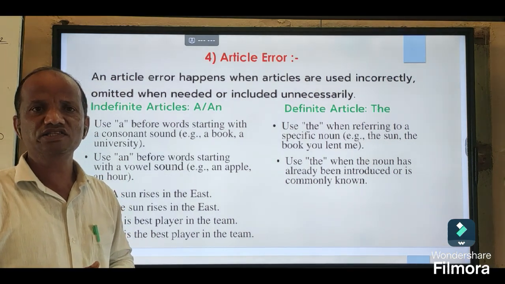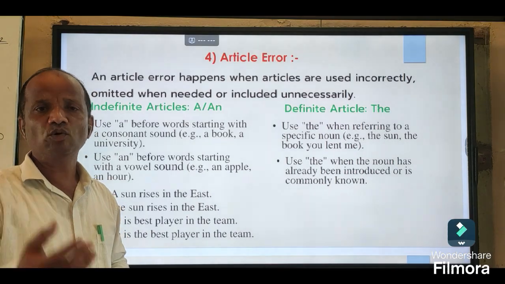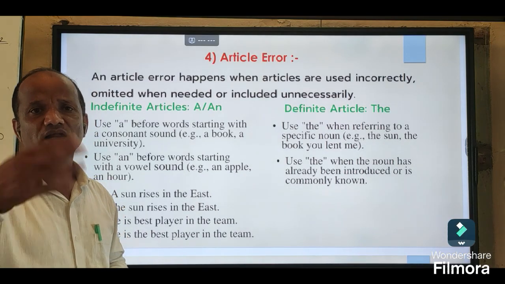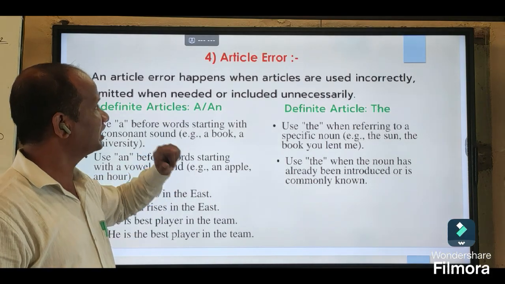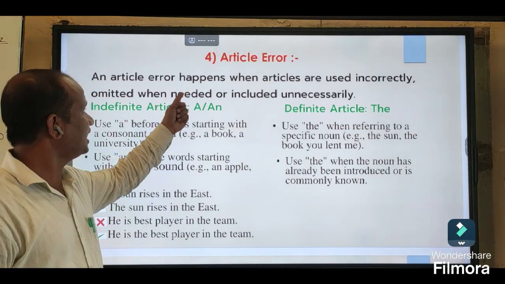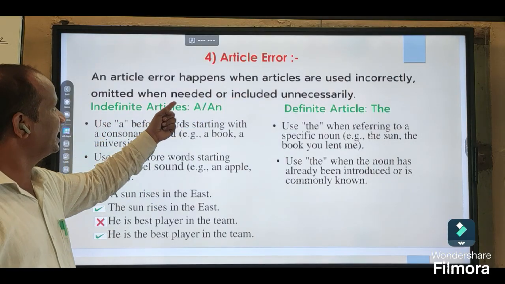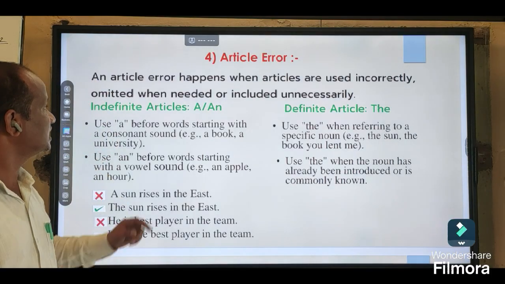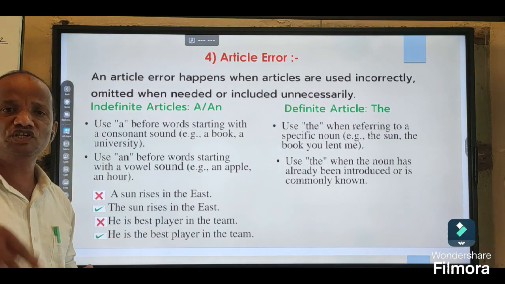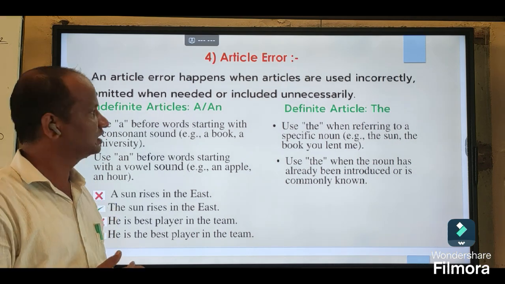When these articles are not used correctly, when they are omitted, or when they are used when they are not needed, this error occurs. An article error happens when articles are used incorrectly, omitted when needed, or included unnecessarily. To avoid this error, we must know the rules of when to use these articles.